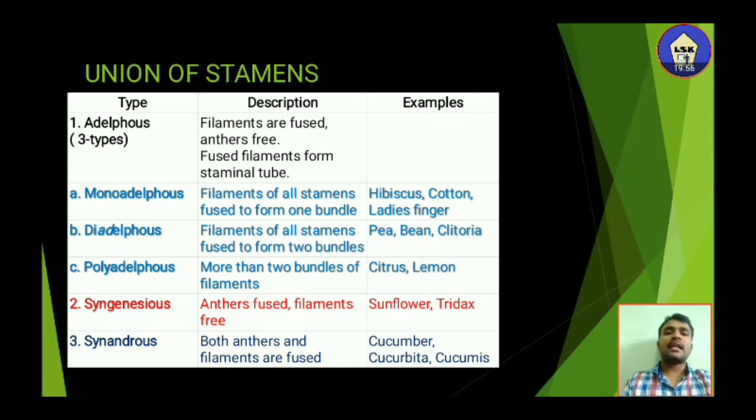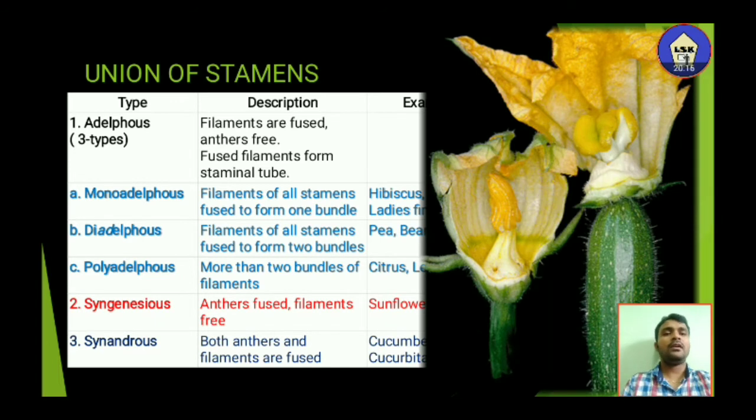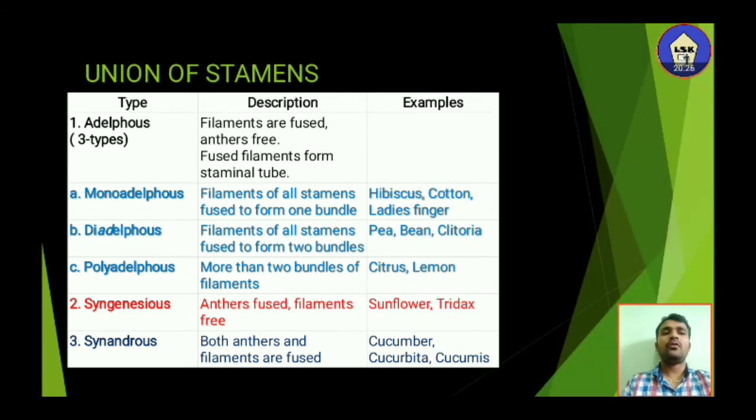And the last one is synandrous. Synandrous means both the anthers and filaments are fused. It is commonly found in plants such as cucumber or cucurbita, the scientific name being Cucumis. Here, both the anthers as well as the filaments are fused. You can see the photograph here. All the filaments are fused and the anthers are fused. So this is regarding the different types of union of stamens.